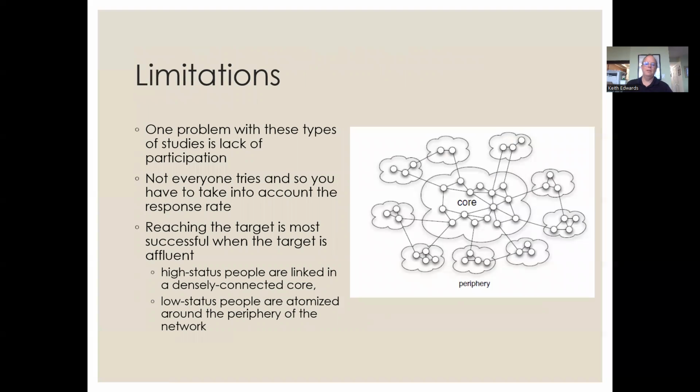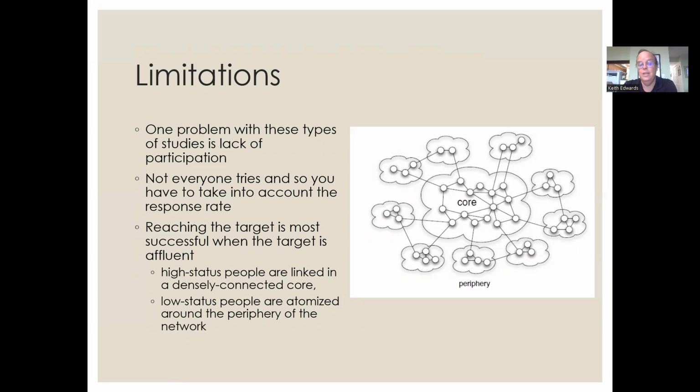And that's a limitation, is lack of participation. Not everybody's going to try. Particularly you see this in surveys in the social sciences. So you have to take into account the response rate, but you can assume it's fairly representative of the population as a whole. And you might have to do some stretches for that, but assuming you can do that, then the results will hold. Reaching the target is actually most successful when the target is affluent.